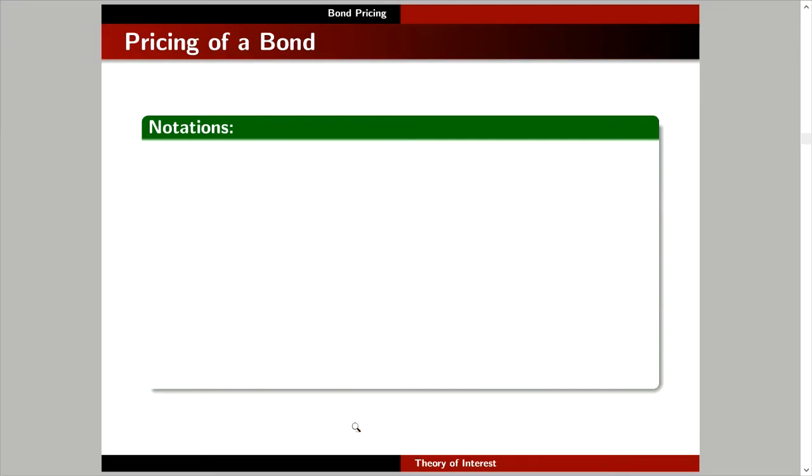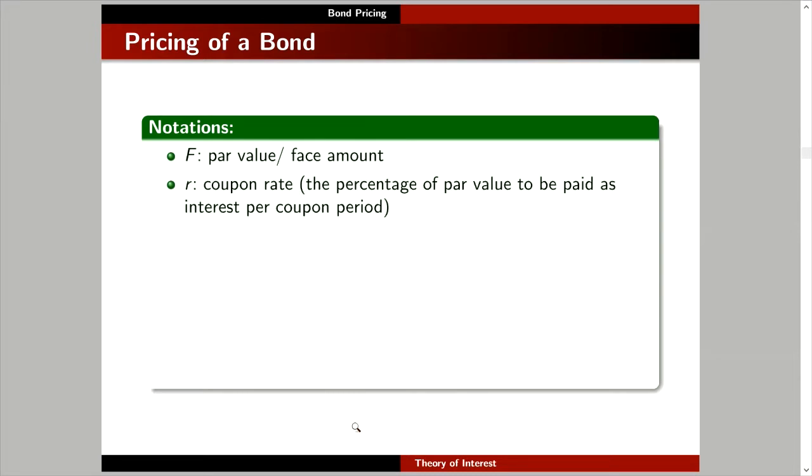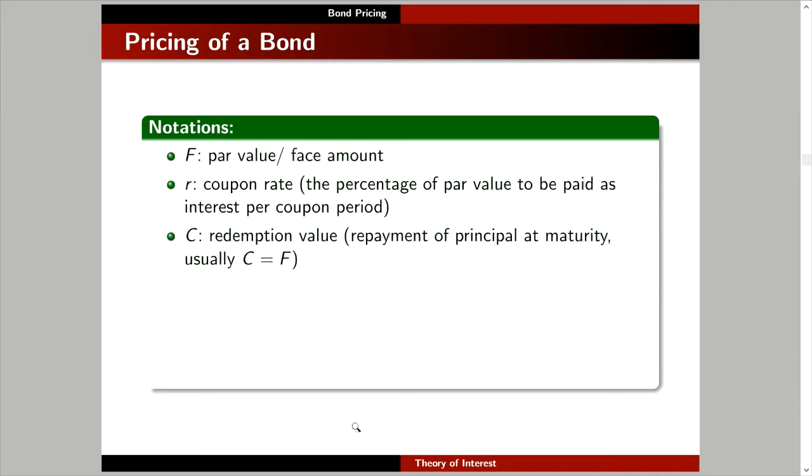Before we determine the bond price, let me introduce these notations. We have here an uppercase letter F. This is the par value or the face amount of the bond. If you check a bond certificate, ito yung amount na makikita mong nakaprint doon. So, that's your F. And we have this R, the coupon rate. This is the interest rate that you're going to multiply to the face amount to get the amount of coupon. And then we have this letter C. This is the redemption value.